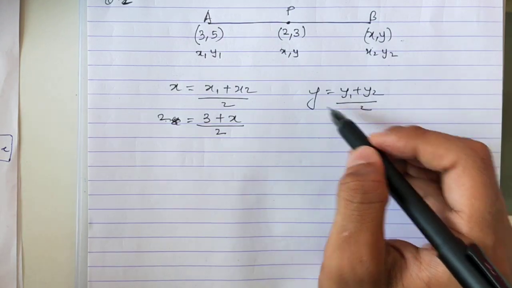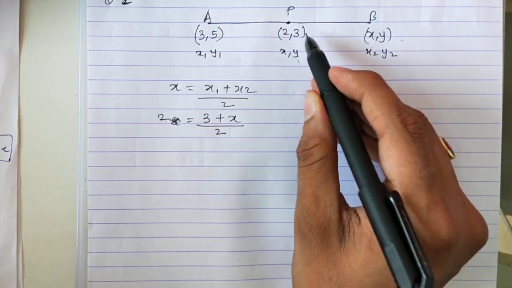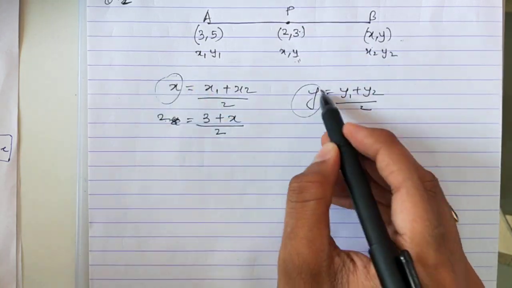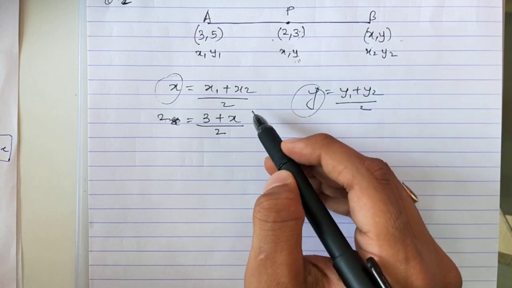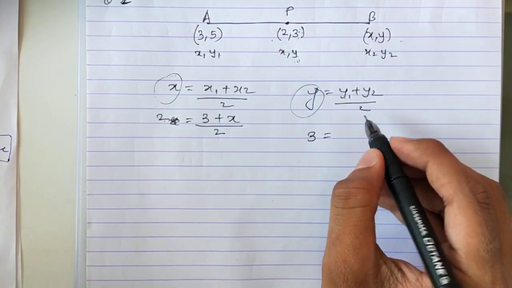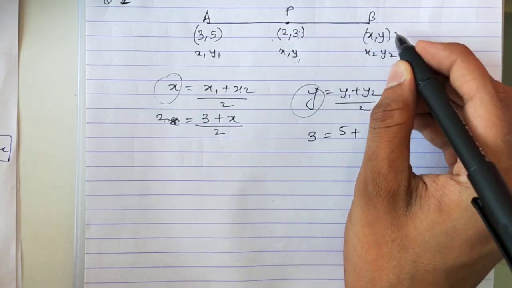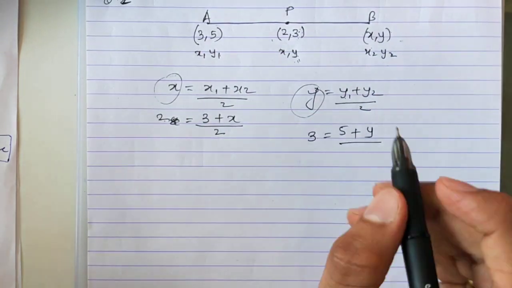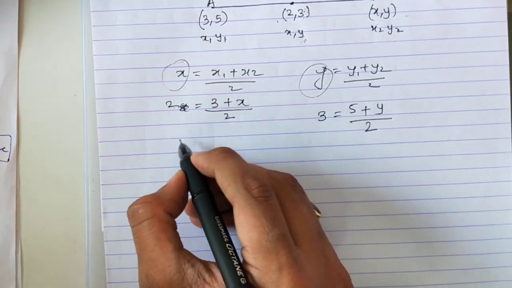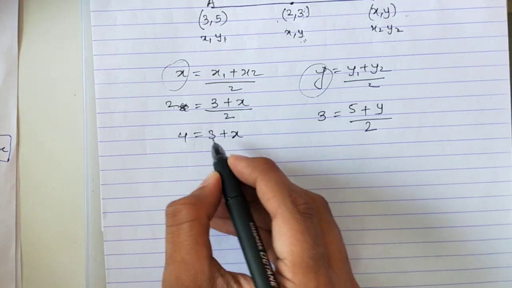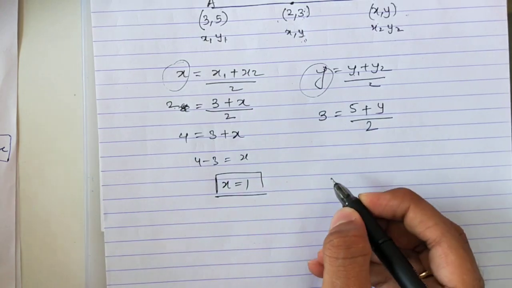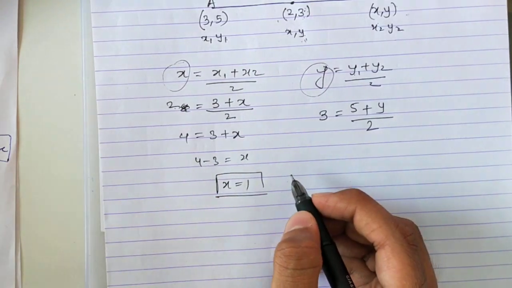And here for y, see, y is already given as 3. This x and this y are the coordinates of the midpoint. So y is given as 3, so I'll put 3 is equal to y1 is 5 plus y2, which is not known, that is small y. You see how the variables are changing, okay, upon 2 as always. Now 2 into 2 will be 4 is equal to 3 plus x. So 3 will go here, 4 minus 3 is x. x is equal to 1. 4 minus 3 is 1.